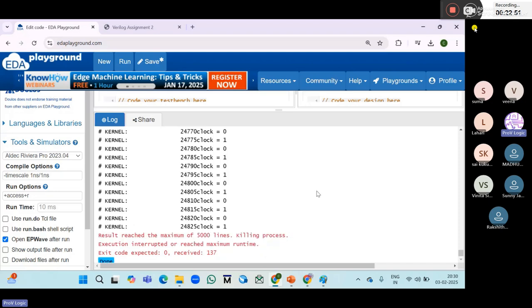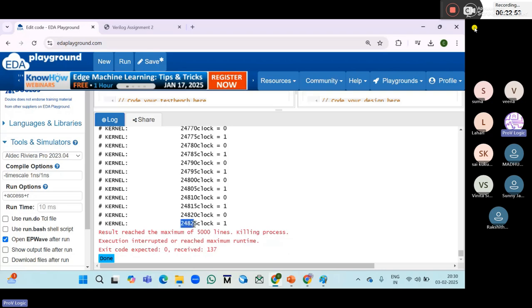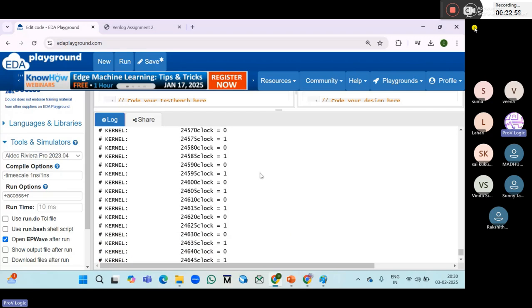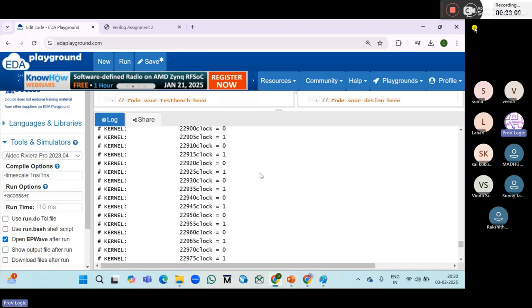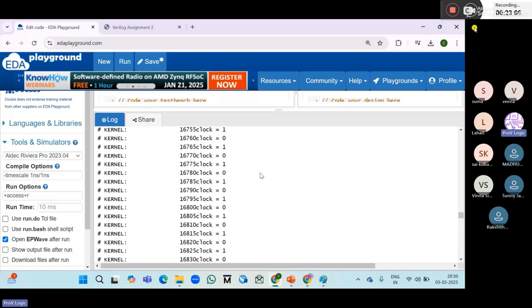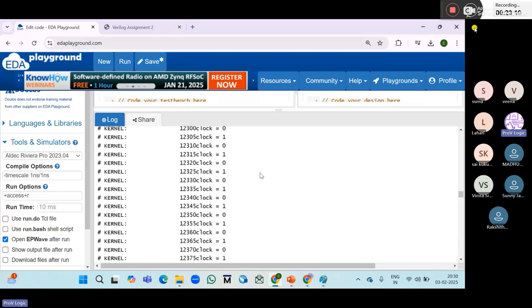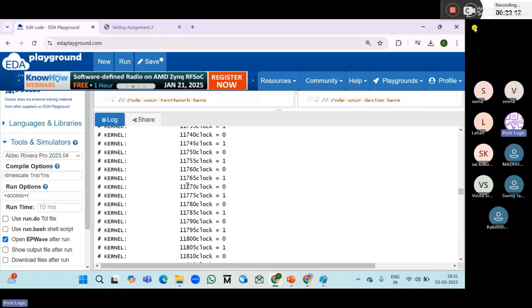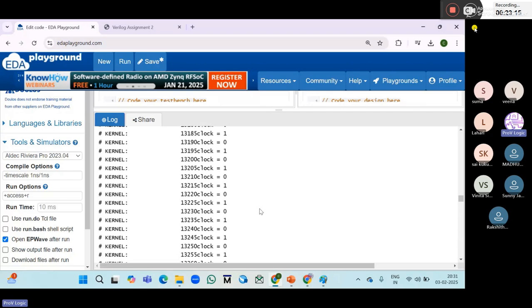Okay, but all these things are wastage, right? Up to 24825 simulation time it is repeating, but that is not required in the simulation. If you see, a lot of times it got iterated, so these are all not required. For this purpose we need to use $finish. We will stop at some particular time, and the execution will be stopped.